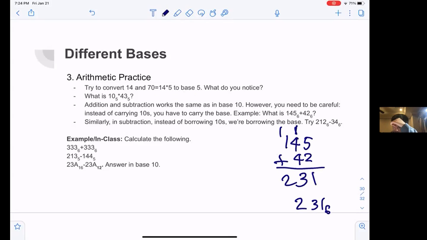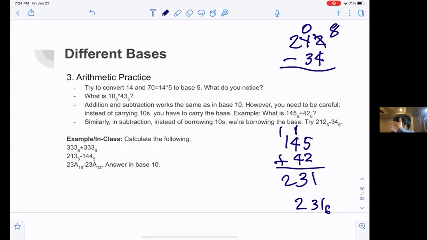Similarly, in subtracting, you just borrow the base instead of borrowing the 10. I mean, after addition, this should not come as a surprise. So let's go on left to right. We borrow this, our base is 6. So we just do this. 134 base 6.